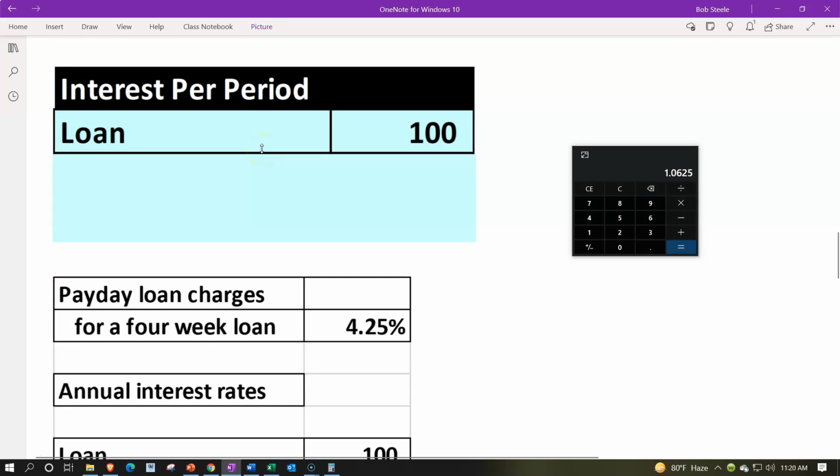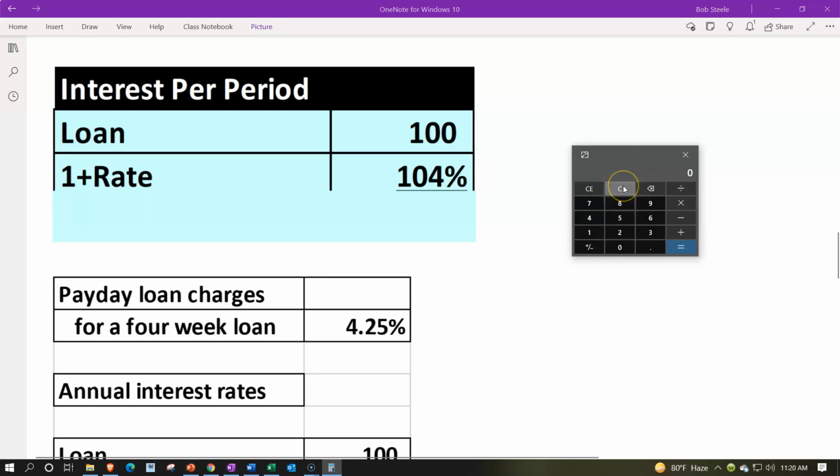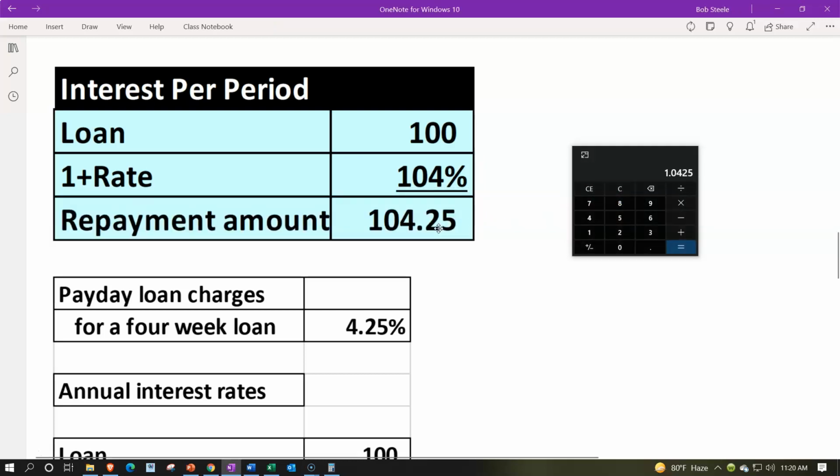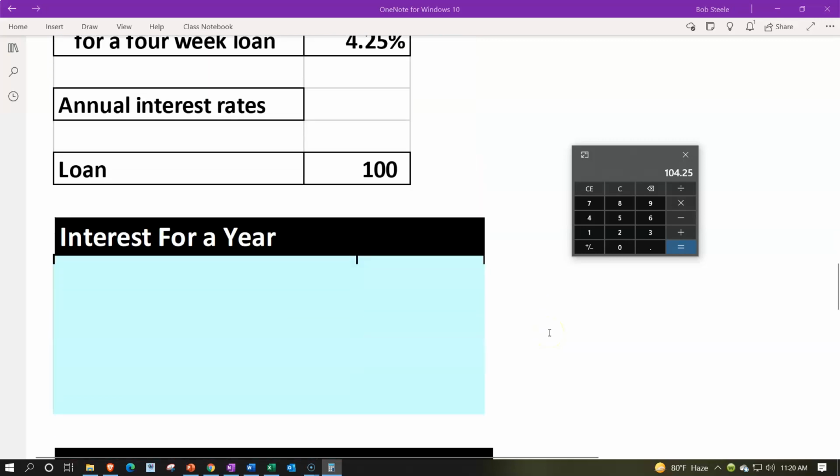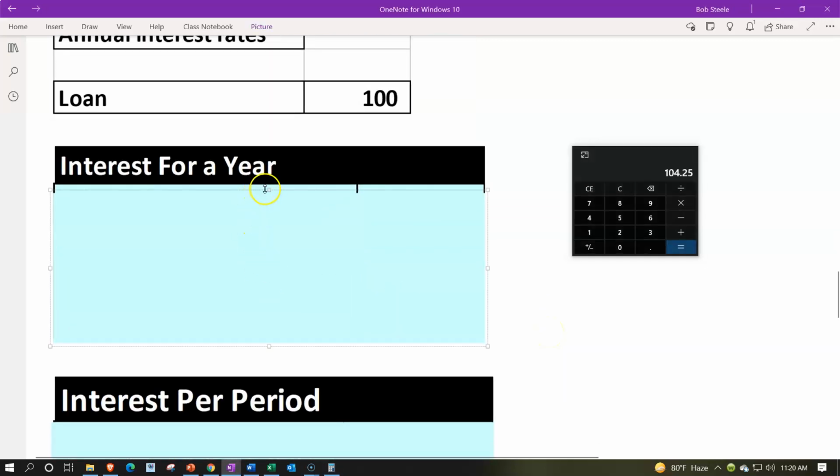Another way you can calculate this is you can take the loan of $100, and if I just want to get to the repayment amount, we could take the 0.0425 per period plus 1, and that would give us 1.0425, which is about 104.25%, and then multiply that times 100, and that would give us the 104.25.